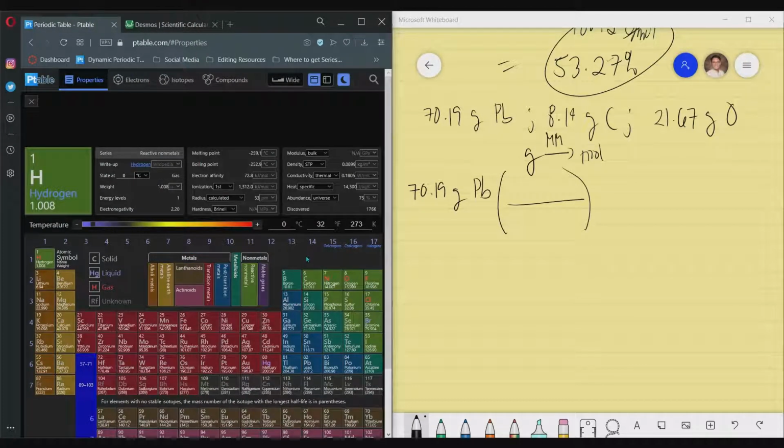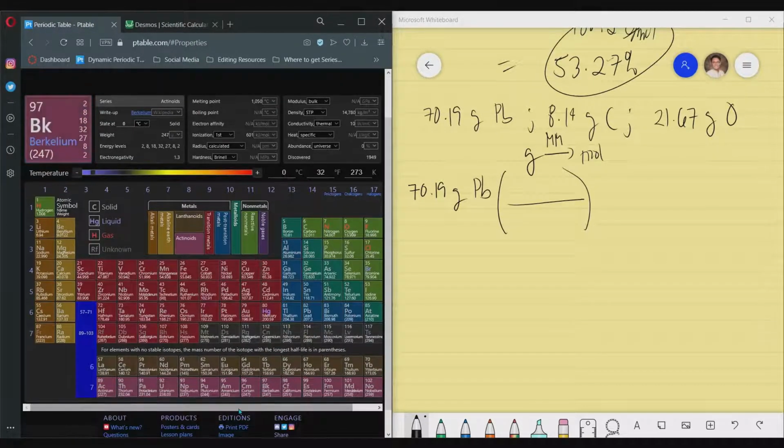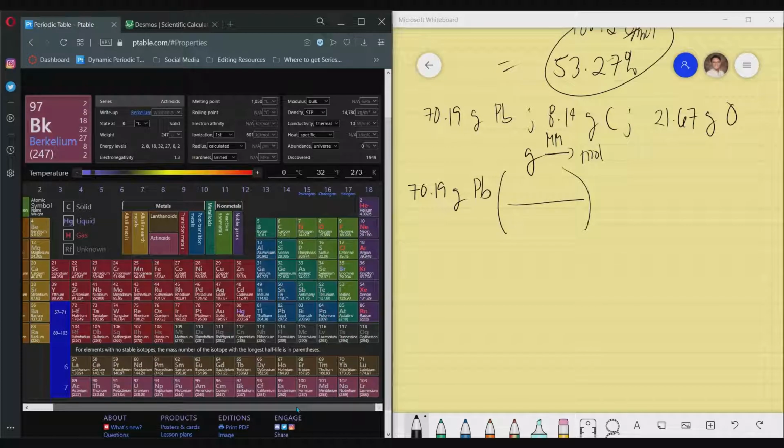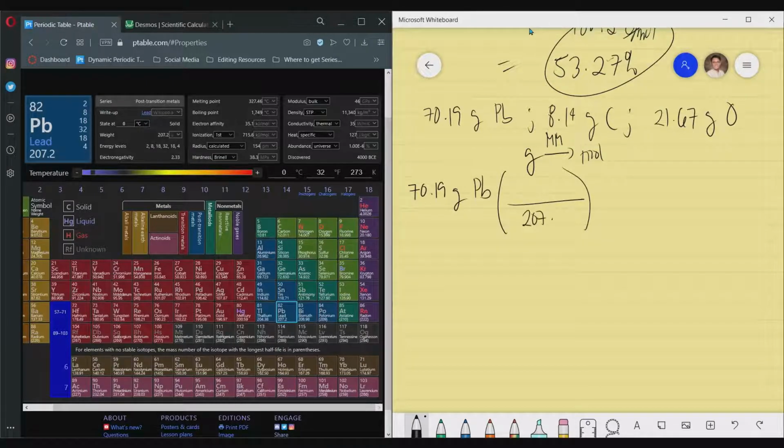So lead is found here. Lead, 207.2. So I'll be getting 207.2 grams and then 1 mole here. So dividing, or rather canceling grams, I have now the unit mole.